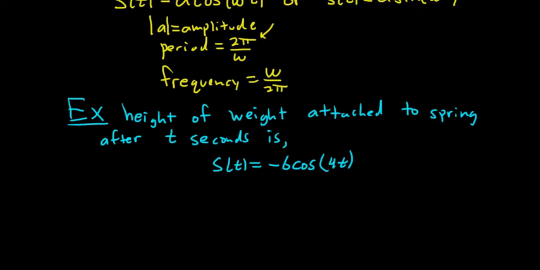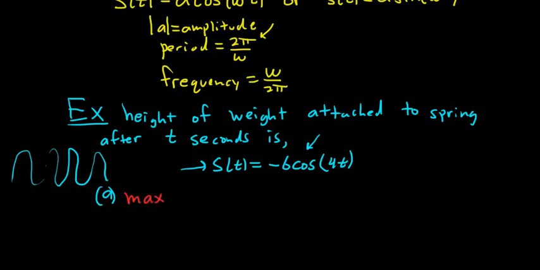Basically it looks something like this, right? It's a trig function, modeled by this function here. So the height is modeled by this function. Part A, we want the maximum height above equilibrium.